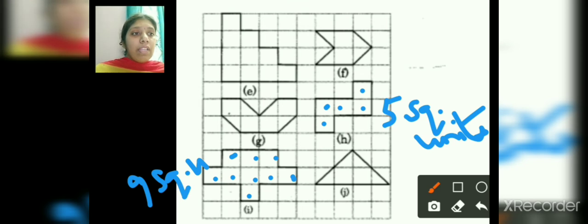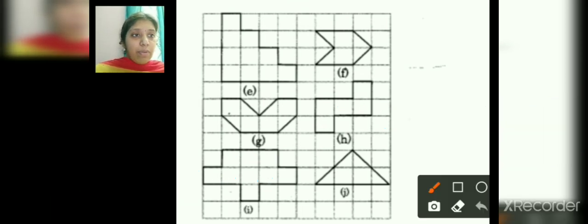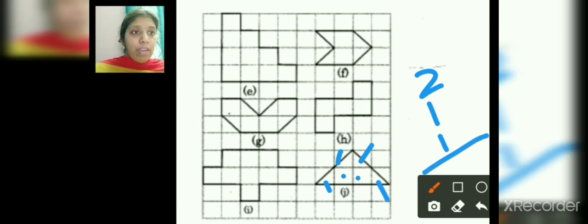Now next one, J question. Count the number of full squares first. So full squares you have 1 and 2. So 2. Now half plus half is equal to 1. Again you have half plus half, again it is equal to 1. So 2 plus 1, 3. 3 plus 1, 4. So you have 4 square units. J question, the answer is 4 square units. Clear?